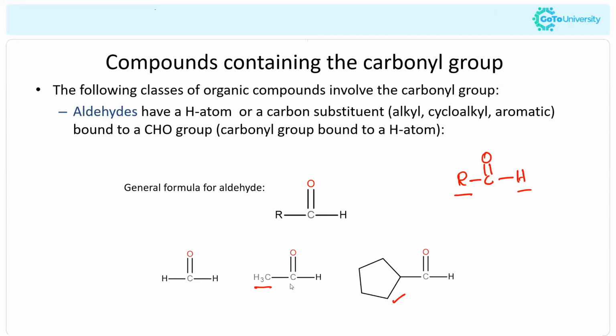When we replace the R group with different atoms or different groups, we will get different compounds. If we replace it with hydrogen, we will get formaldehyde. If it is CH3, we will get acetaldehyde. We will get different kinds of compounds. That is the thing regarding aldehydes.